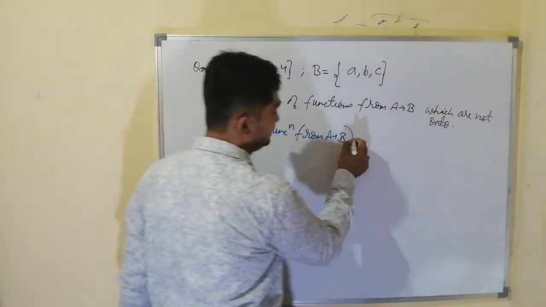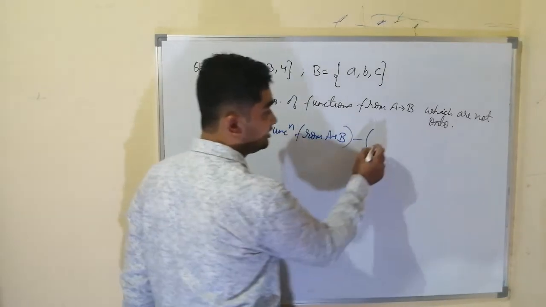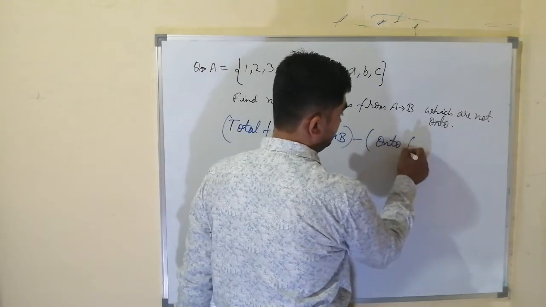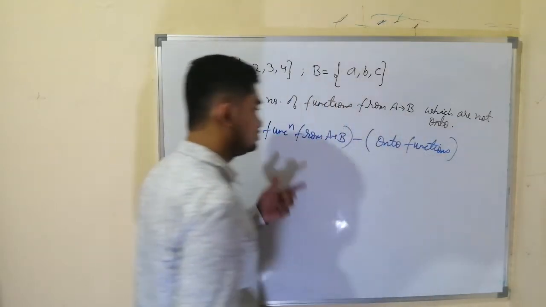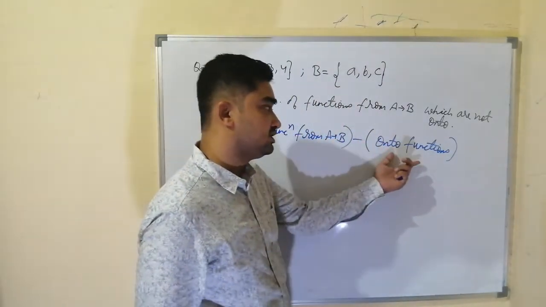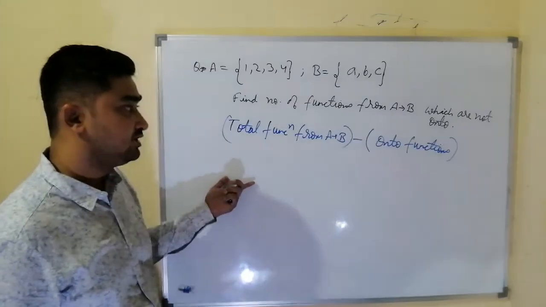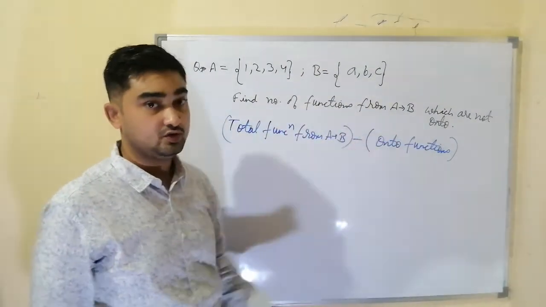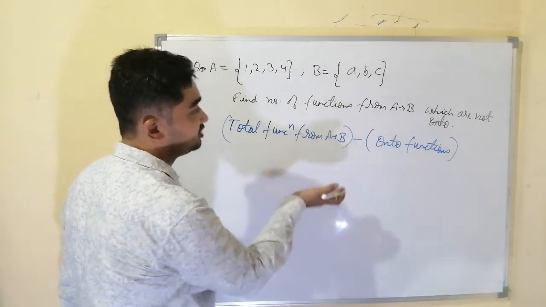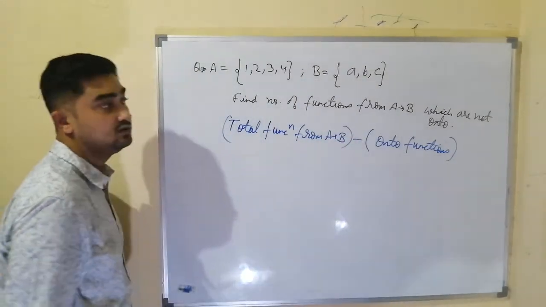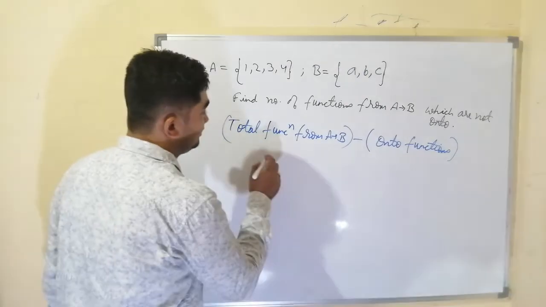From this, we will subtract the functions which are onto. So total functions minus onto functions, we will get the functions which are not onto, because either a function is onto or not onto. There is no other case. So total minus onto functions will give us the functions which are not onto.